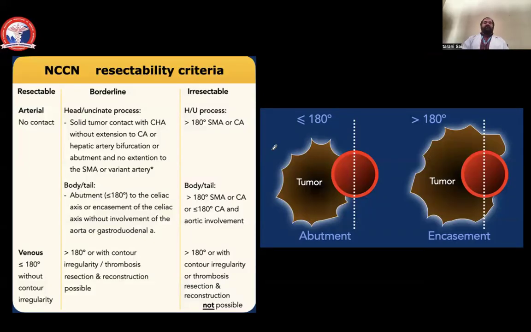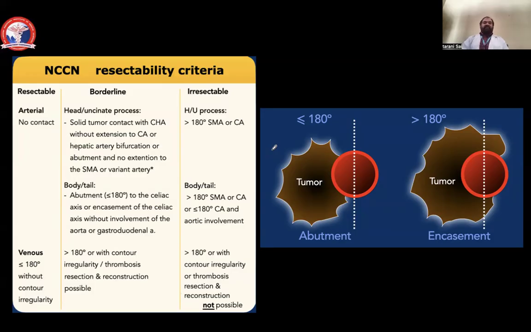So this is the main topic. This is the resectability criteria. On what basis will you treat patients with pancreatic adenocarcinoma? There are three categories you should know: resectable, borderline, and irresectable. And you should know the definition of abutment and encasement. Abutment means less than 180-degree contact with the tumor. That is abutment. If the tumor has more than 180-degree contact with the vessel, then it is encasement.